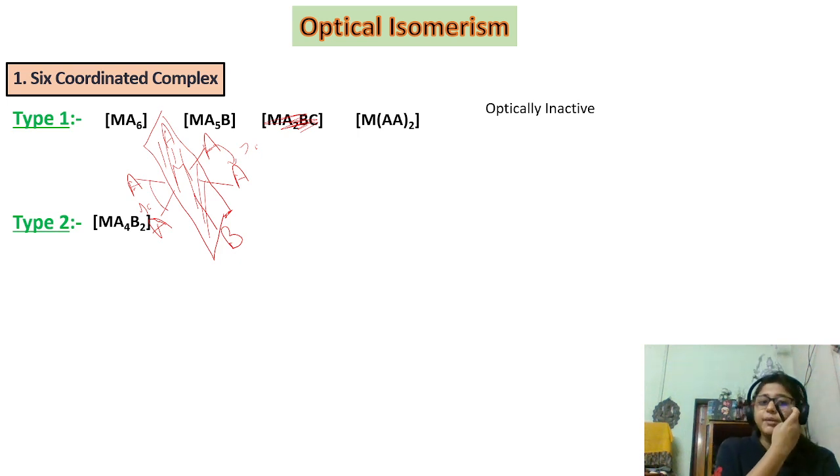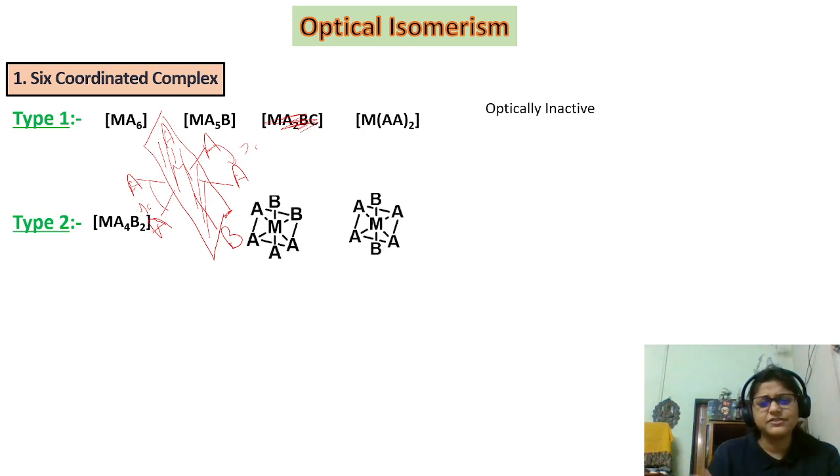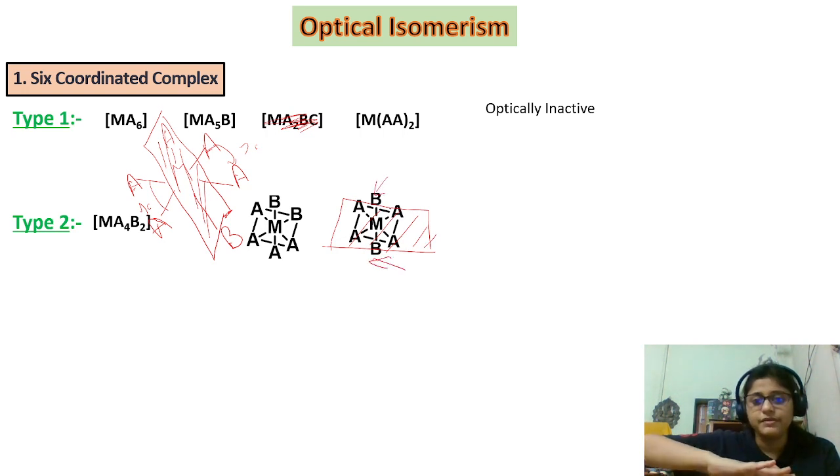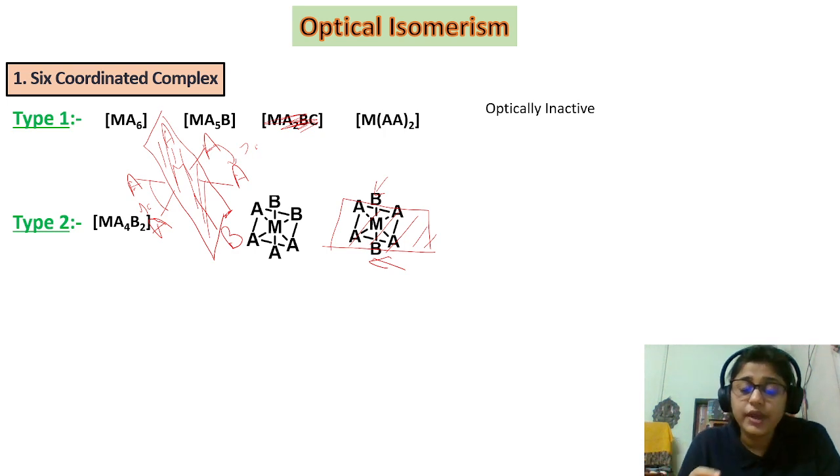But for MA4B2, two possibilities were there, right? Cis and trans. So for the case of trans, you can again see that here a molecular plane is there, which can reflect the two B atoms. This is the molecular plane. So it will be optically inactive.